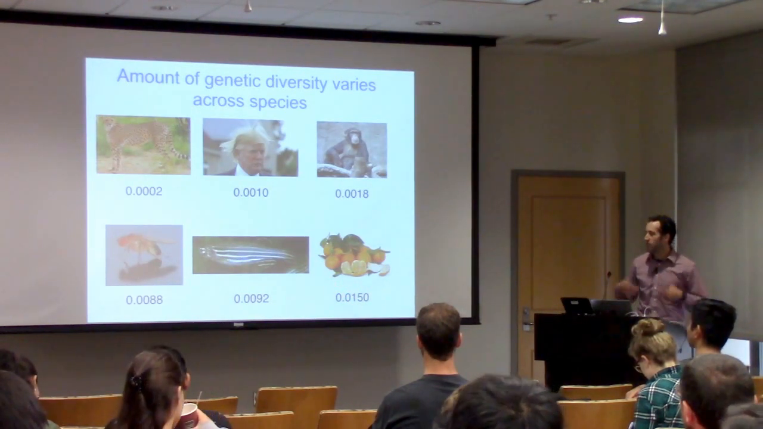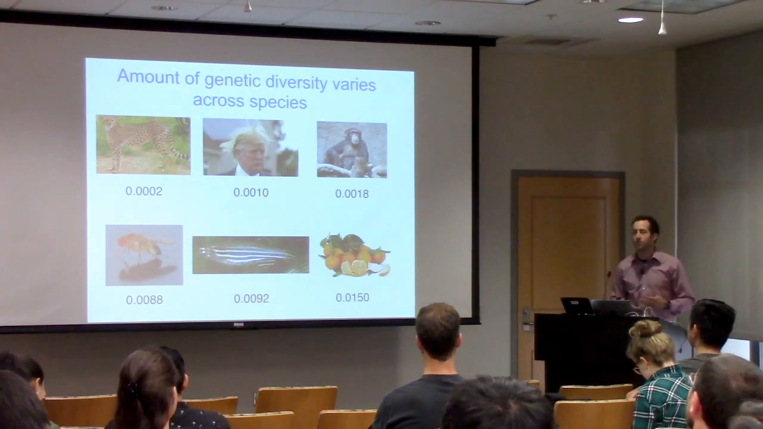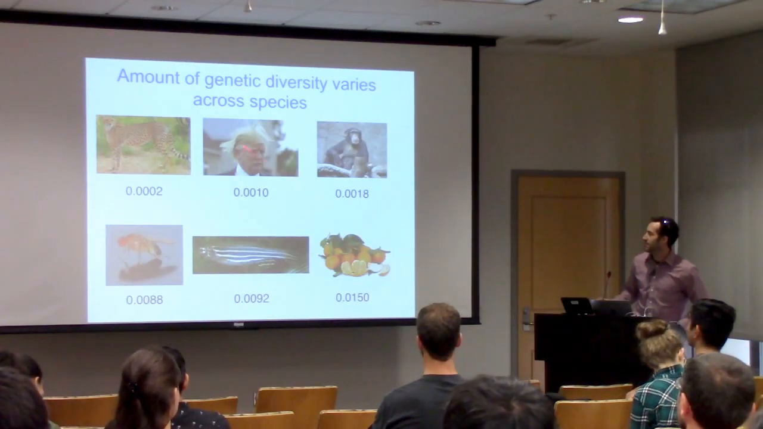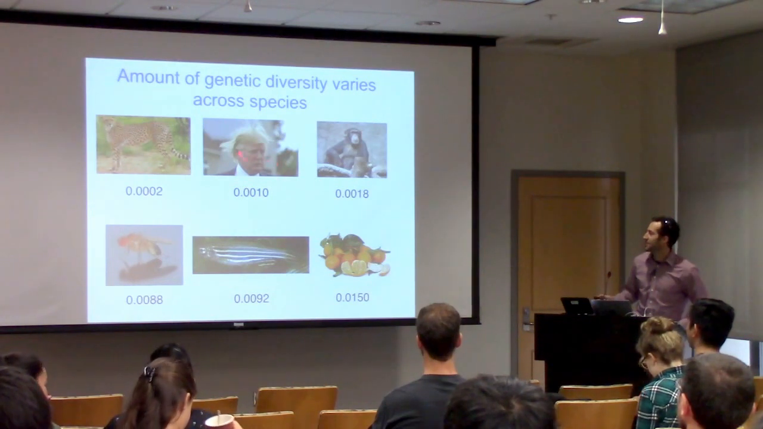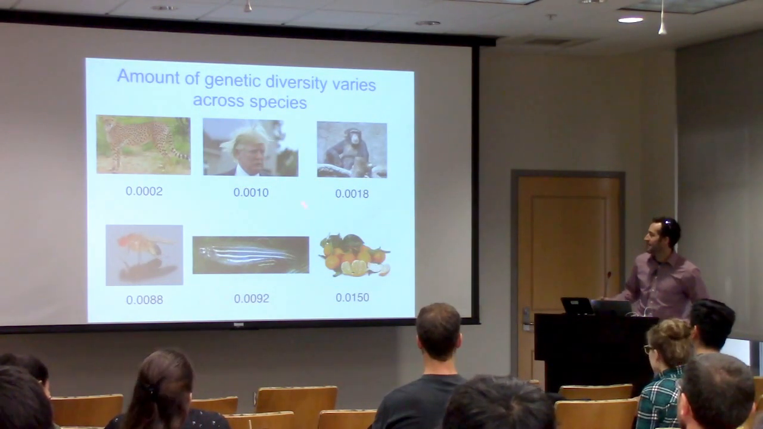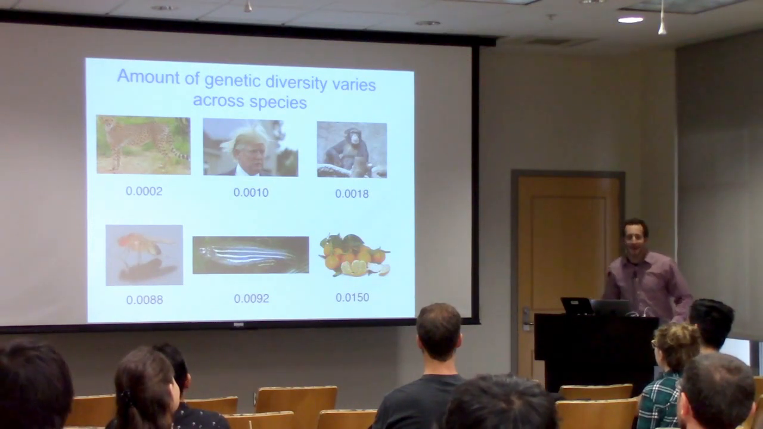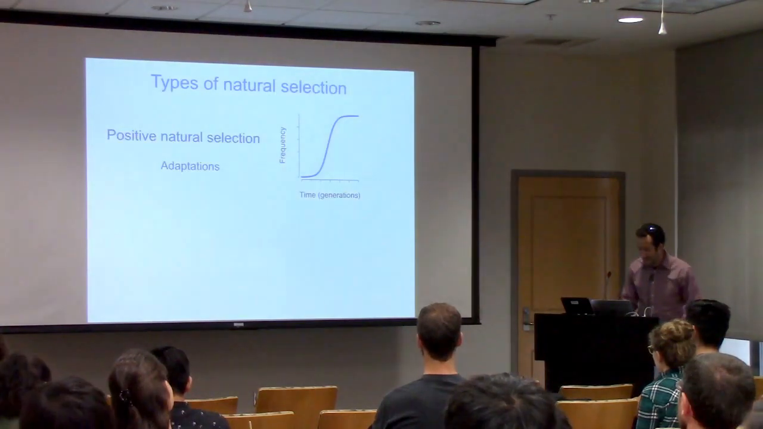One of the major questions in population genetics is why the amount of genetic diversity varies so dramatically across species. I just want to point out that our species, humans, has around 0.1% genetic diversity. And you can even see that among different species of orange, there's more than an order of magnitude variation in diversity. So we want to understand why that's the case.